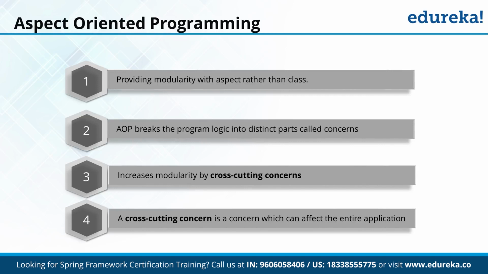So it gives us a lot of other things, right? As in number one, it's going to provide modularity. AOP will break the program into distinct parts called concerns. It also increases the modularity, right? When we write these cross-cutting concerns, a cross-cutting concern is a concern which can affect the entire application. For example, security is one of the major cross-cutting concerns, right? So we must be implementing them in a proper and regular way.